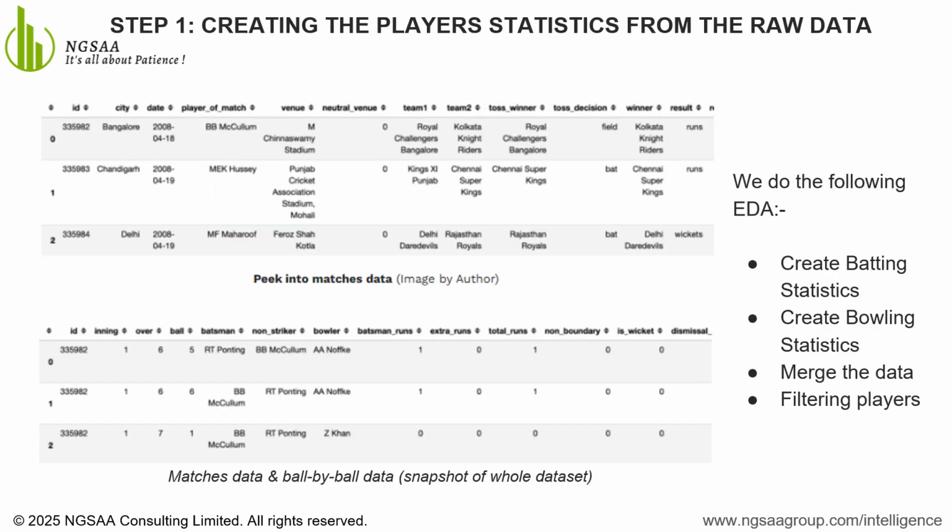Step 1. Creating the player statistics from the raw data. The first step in clustering IPL players is to extract meaningful insights from the raw match data. The dataset consists of ball-by-ball match records, including details of players, runs, wickets, venues, and outcomes. Exploratory data analysis or EDA steps.